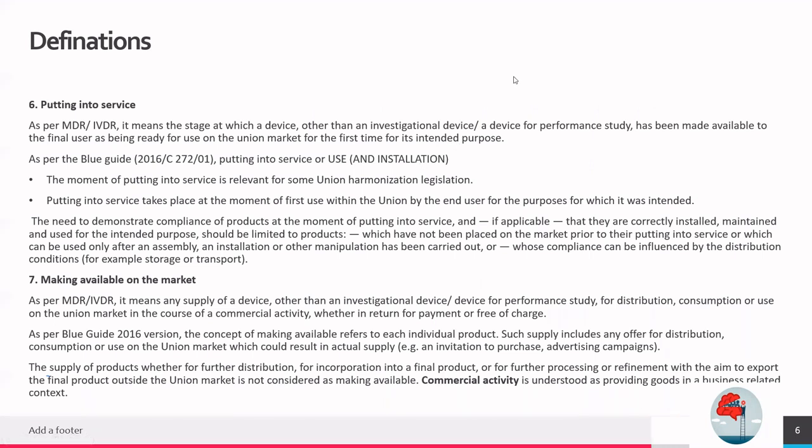Next, someone has messaged. Yeah, fine. So making available on the market, I have already told. For the namesake, I'll just read it for more clarity.